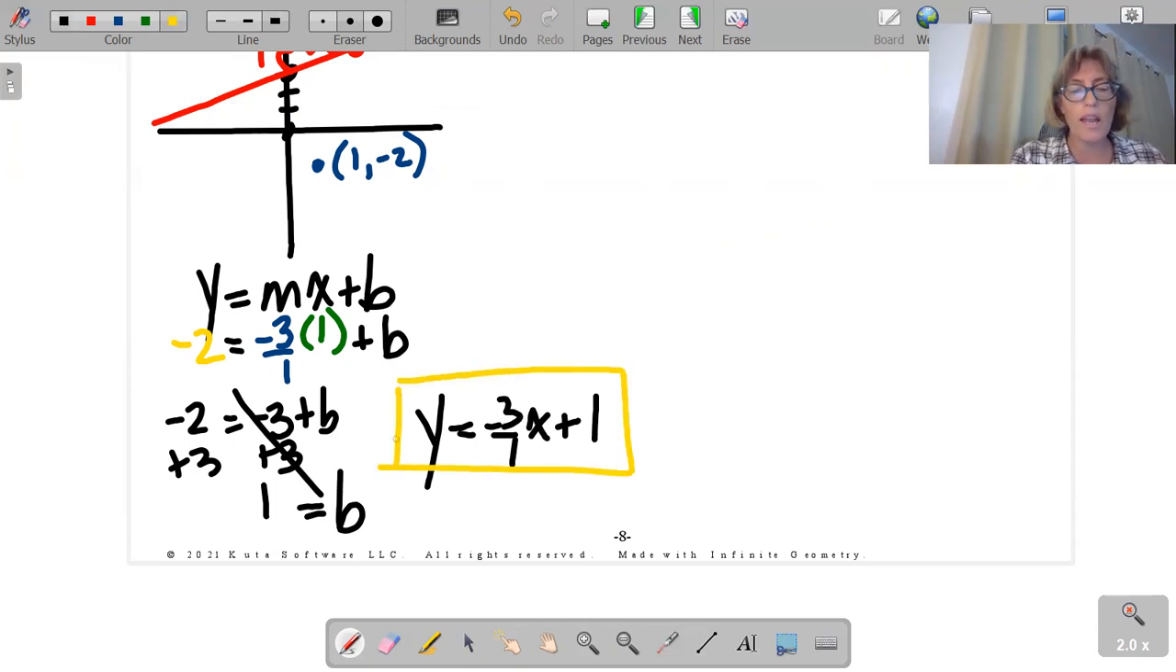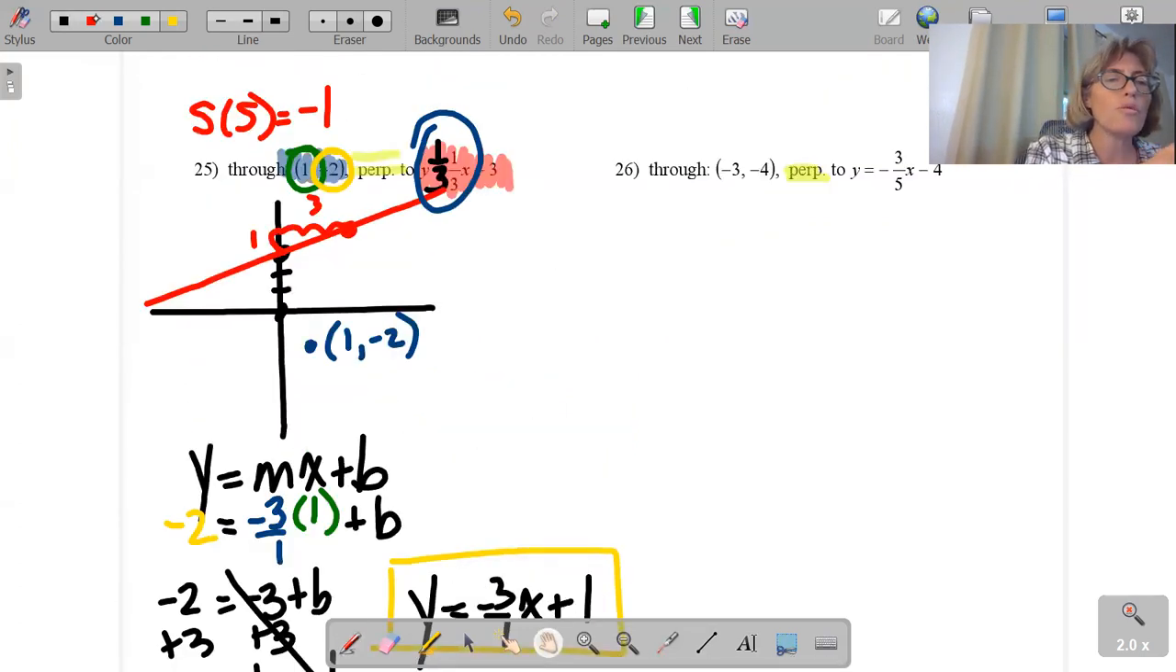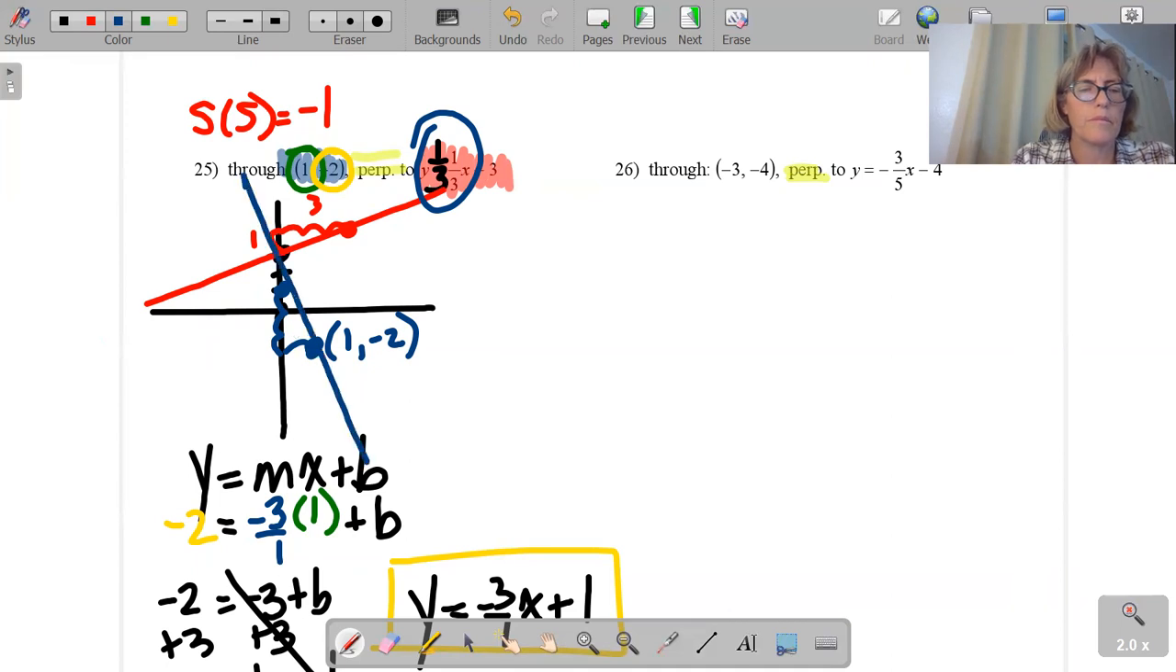Now let's graph that and see if that actually works. So at positive 1, down 3, 1, 2, 3, and over 1, that does put us there. You graph. Lo and behold, now we have that secondary line. It goes through that given point, (1, -2), and is perpendicular.